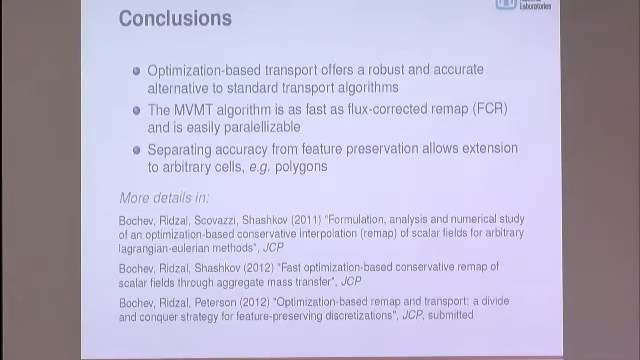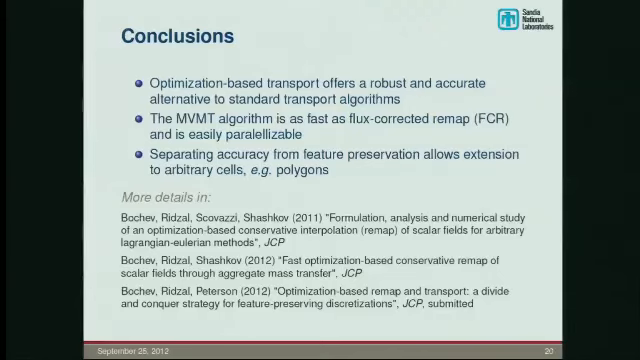We think that optimization-based transport offers a robust and accurate alternative to conventional transport algorithms with limiters and other things. It seems to work as well as flux-corrected remap. It's easily parallelizable. For Cartesian grids, we actually proved that the region where we're finding the target is larger for the optimization-based algorithm than FCR. So we can prove that we're looking at a larger feasible set. And separating accuracy from feature preservation allows a lot of interesting innovations, perhaps, in how we do this. And so there are more details in the papers I've listed below.